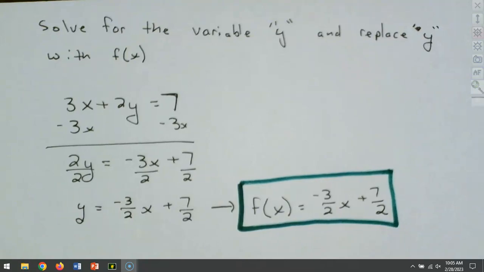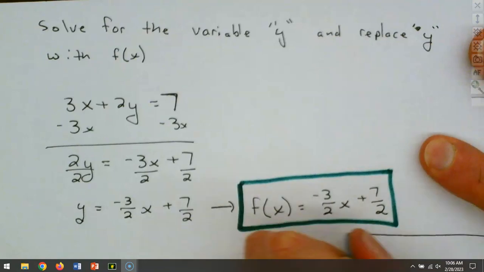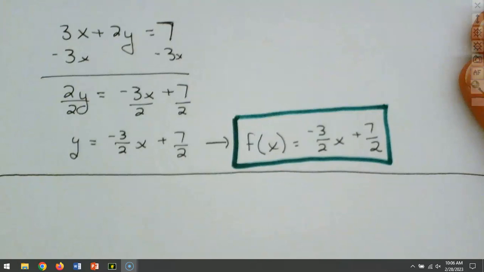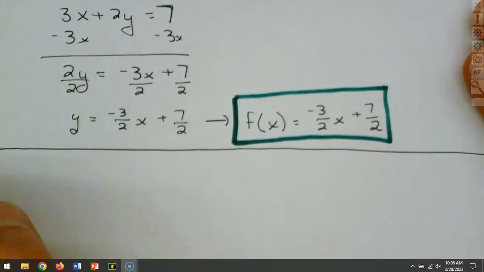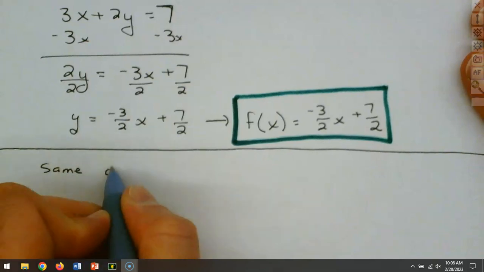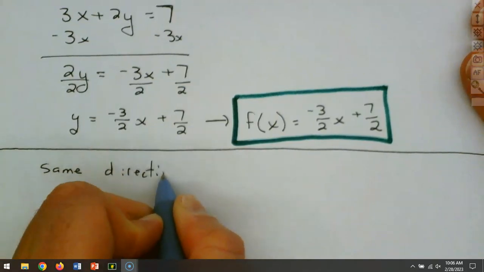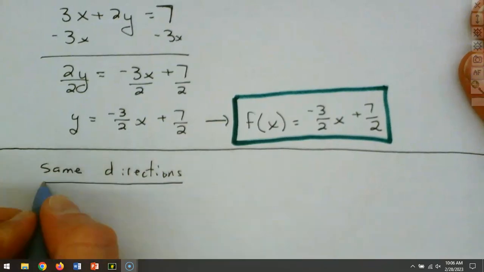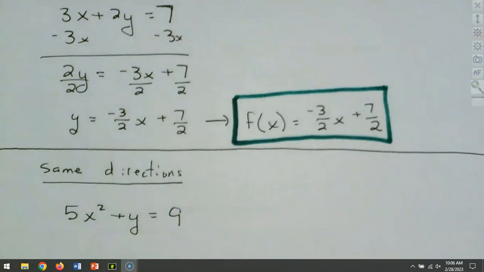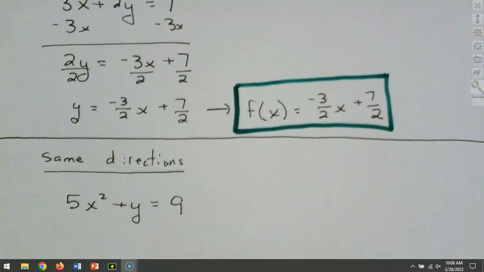Let's do one more, then we'll graph them, and then I'll do a homework question, or set up a homework question. So same directions as the previous one. How about we make this one pretty easy? How about 5x squared plus y equals 9? Little bit different from what you got in your homework, but still very similar.